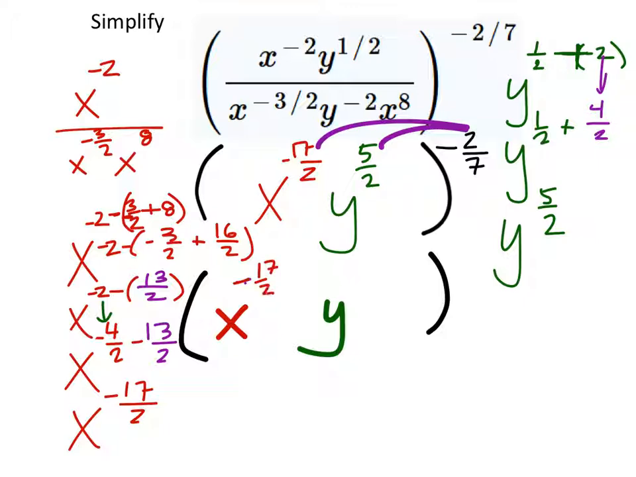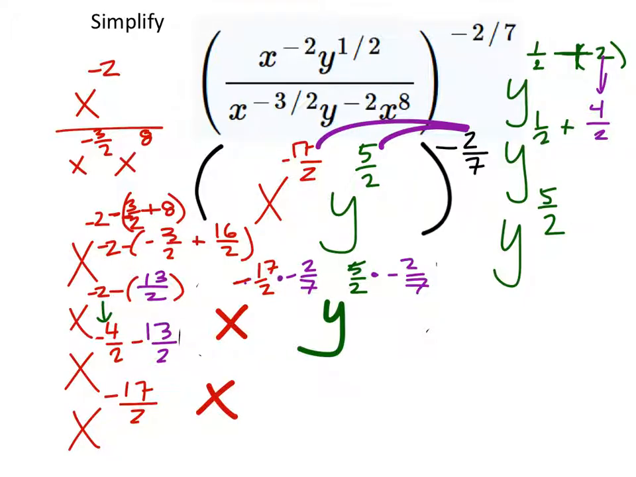17 halves. But now we're multiplying it by negative 2/7. Y was to the power of 5 halves. And now we're multiplying it by negative 2/7. And I guess now that we've done that, we don't really need that parentheses right there, right? All we need to do is combine or simplify the exponents.